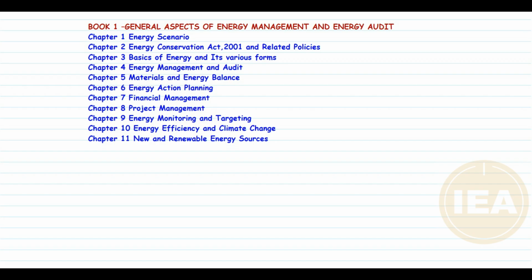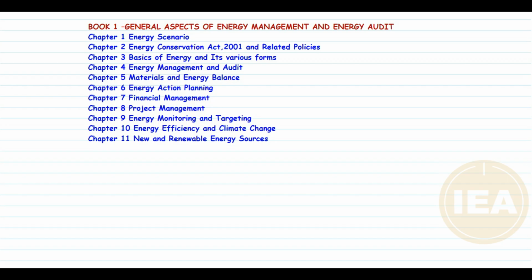Chapter 6 is Energy Action Planning. Chapter 7 is Financial Management. In financial management also numericals are coming, 10 marks, 20 marks, like that, on NPV, IRR, payback period. This payback period you will be using in other books also, that is book 2, book 3. At various places you need to calculate the payback period for the energy saving measure that you would propose to your client organization. In project management, you will learn about CPM and PERT.